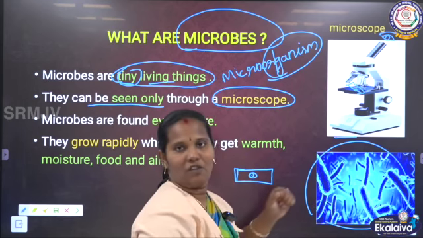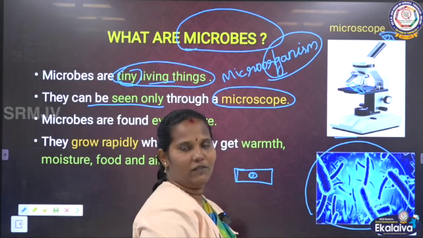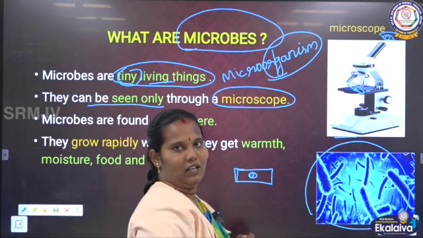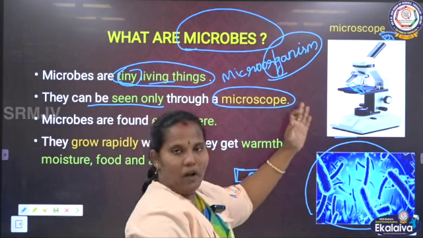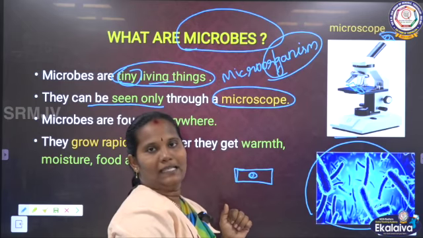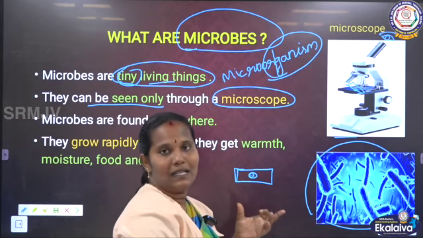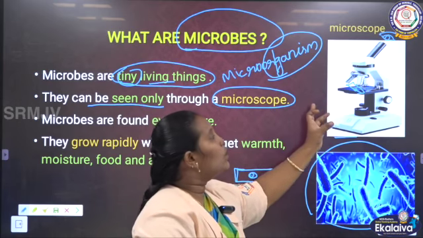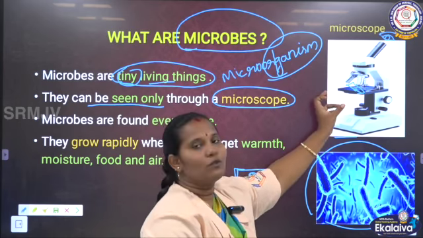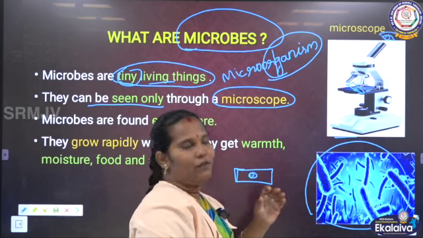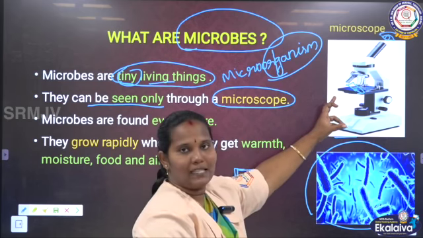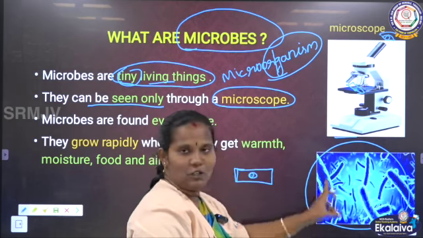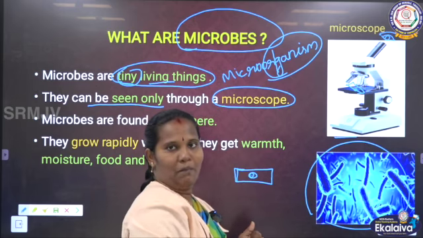This is the structure of bacteria. Bacteria is also one of the microorganisms. So we can see microorganisms by keeping the slide under the microscope. If you focus the microscope like this, we can see these small tiny organisms, the microbes.